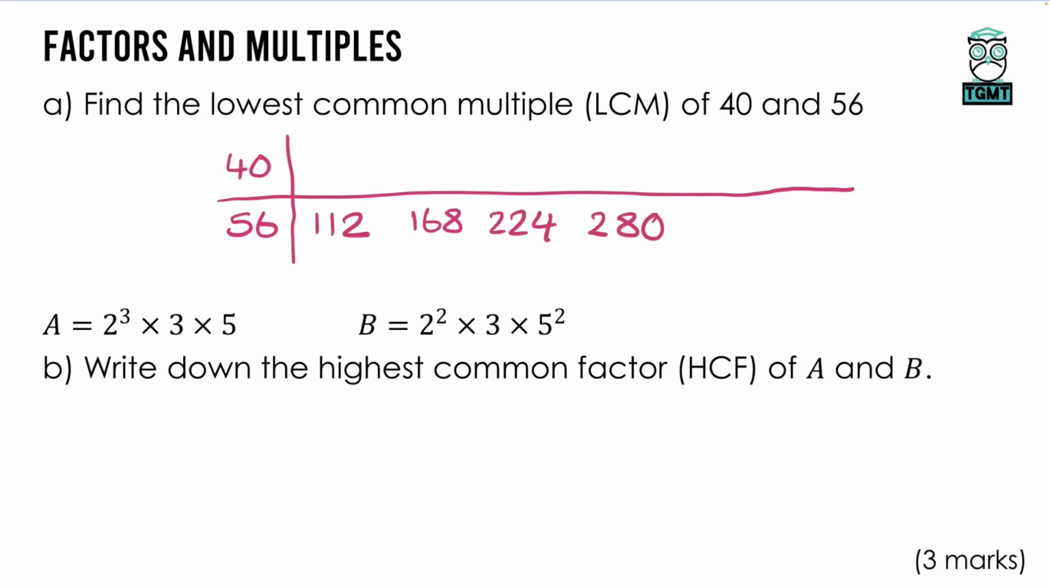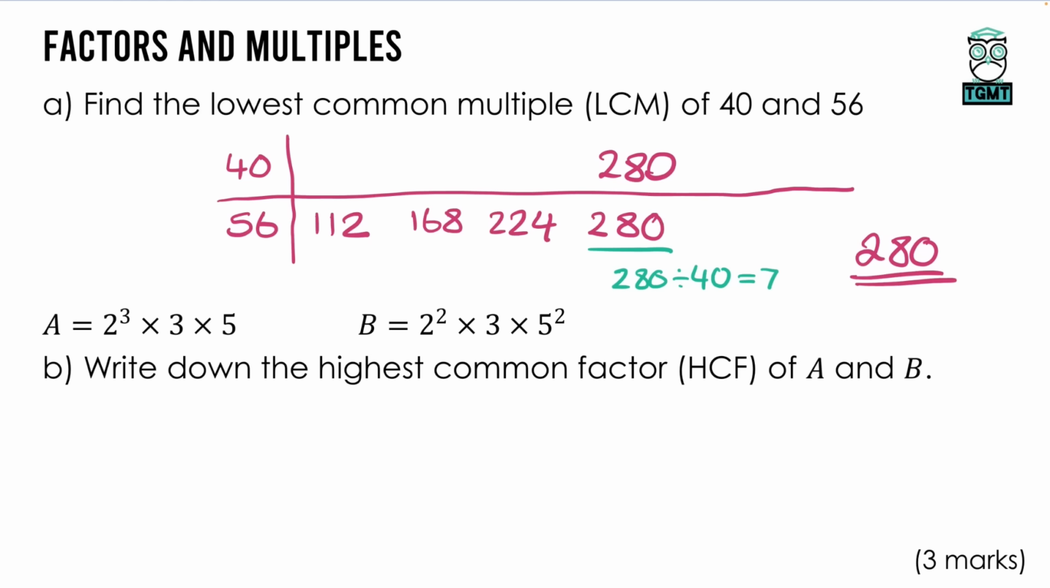Now I don't need to write down all of the multiples of 40. All I need to do is see if 280 divides by 40. Well, 280 divided by 40, which we can type on the calculator, comes out as 7, which means the 7th number along my list is going to be 280. So therefore my lowest common multiple will be the 280 that we've just found.